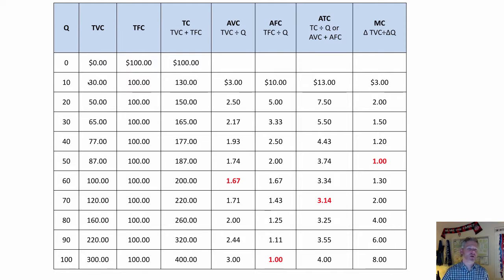What about for the next one? Total variable cost goes from 30 to 50. That's a change of 20, but we divide it by 10. So 20 divided by 10 is 2. The change in total variable cost when we go from 50 to 65 is 15, but we divide it by 10, the change in quantity, so that's 1.50, and so forth. And that's how you get the marginal cost of each additional amount of the quantity you want to produce.